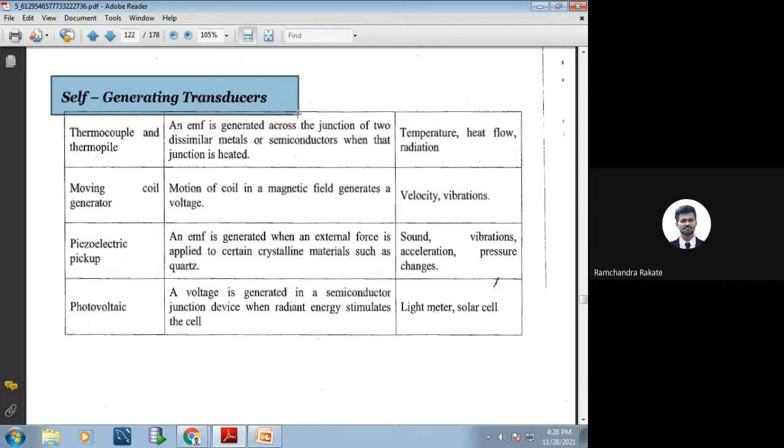And the last one we have is photovoltaic. So in photovoltaic, a voltage is generated in a semiconductor junction device when radiant energy stimulates the cell. So examples are the light meter and solar cell. Correct?